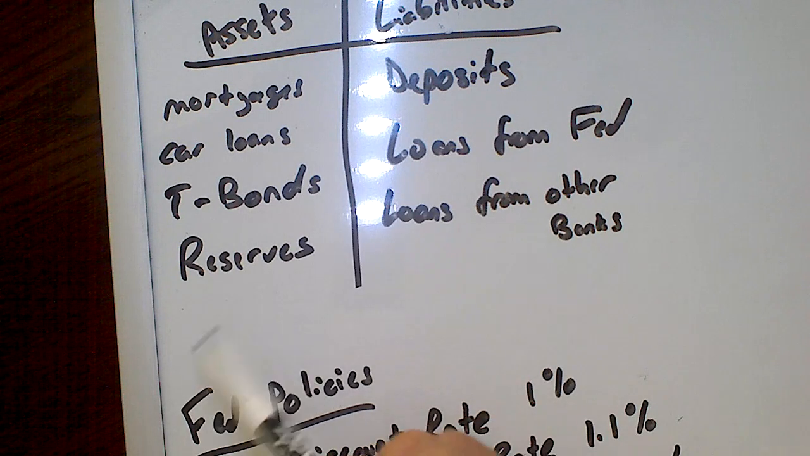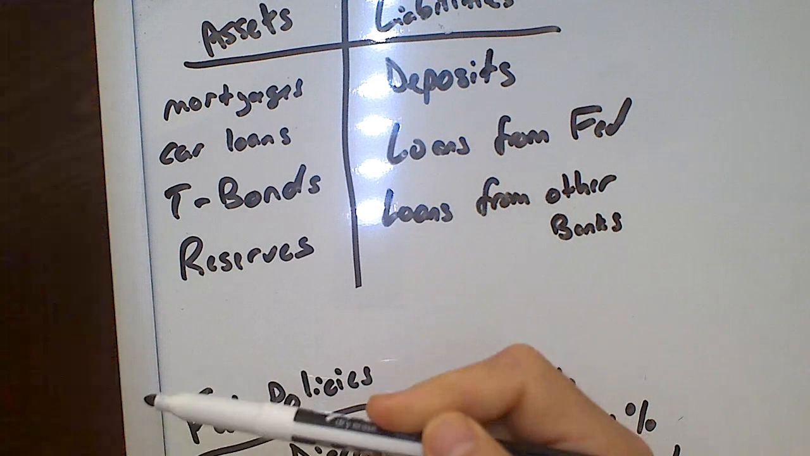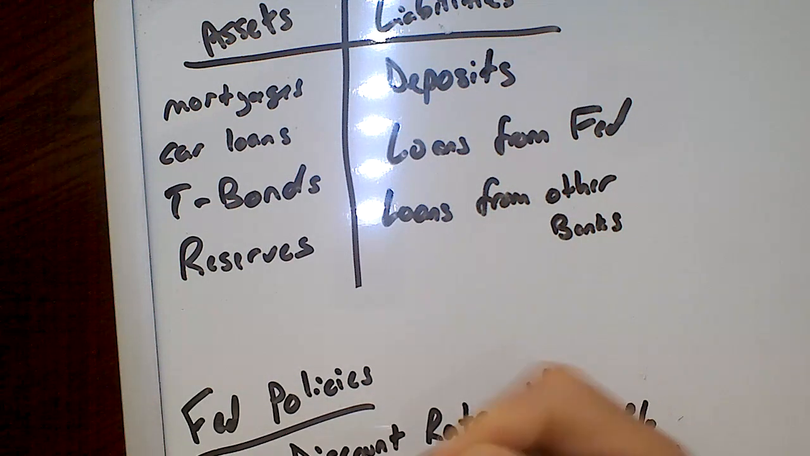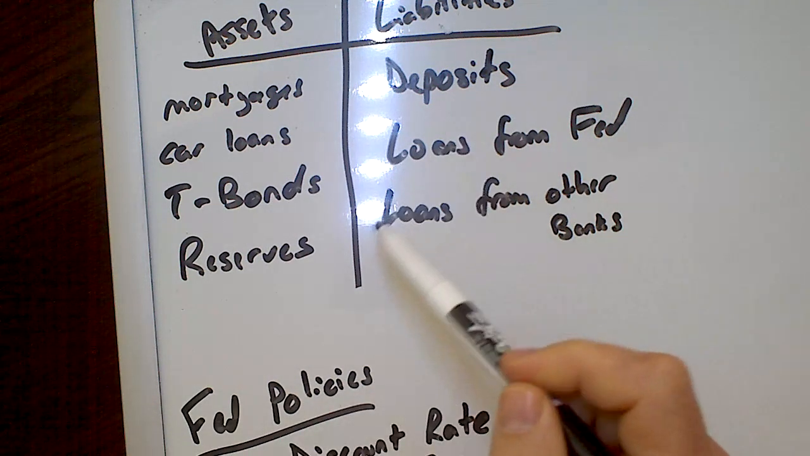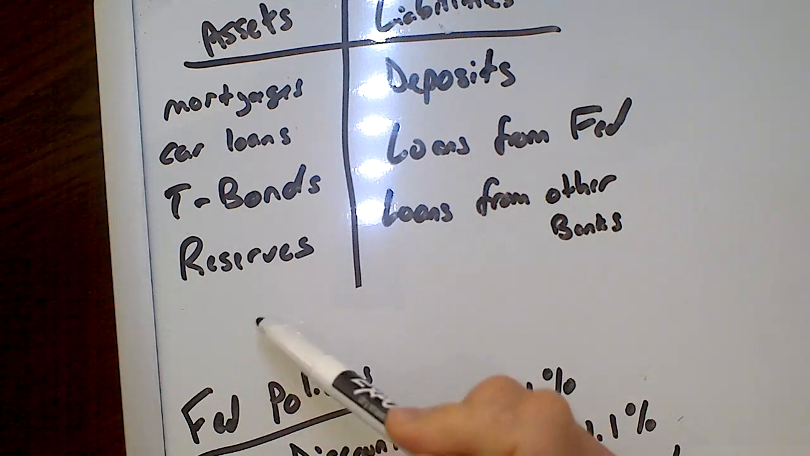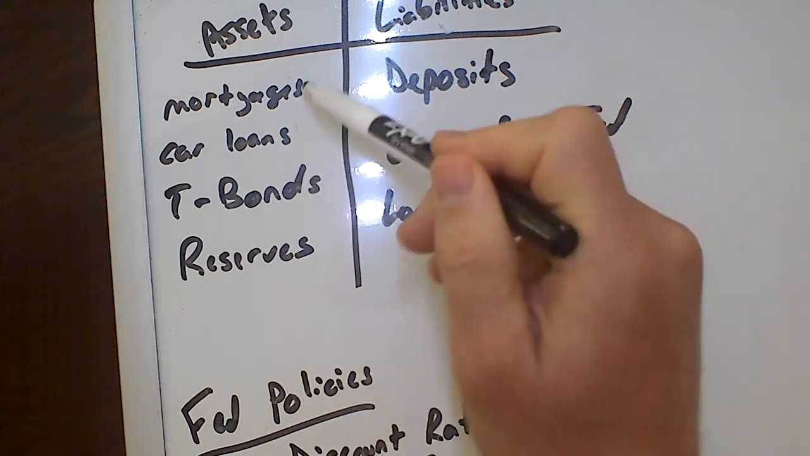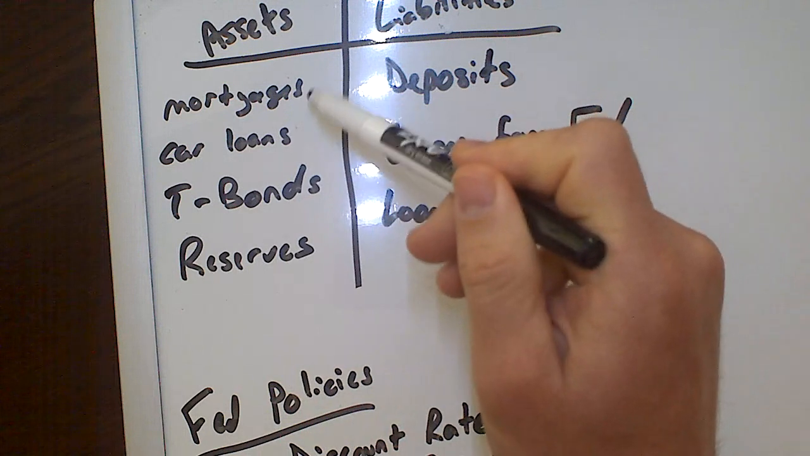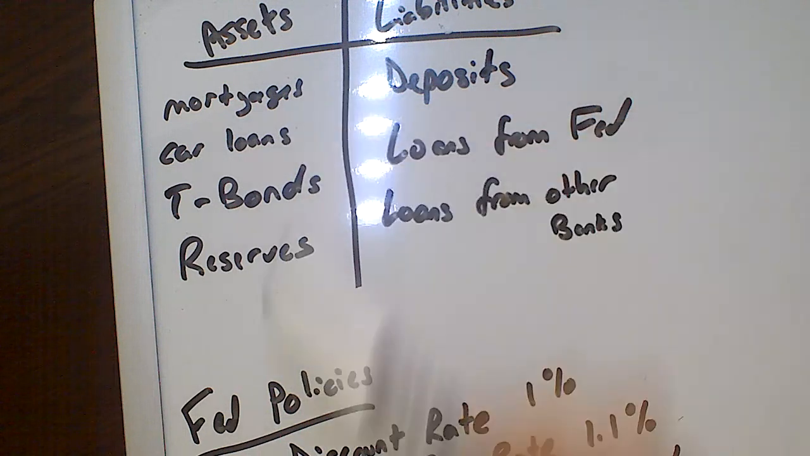That way, when people come to take out their deposits, there is money available to be given back to those people. But they don't have to hold all of it in reserves. They hold just a small percentage of it in reserves. Meanwhile, the rest of it can be lent out in the form of mortgages and car loans and business loans, etc.